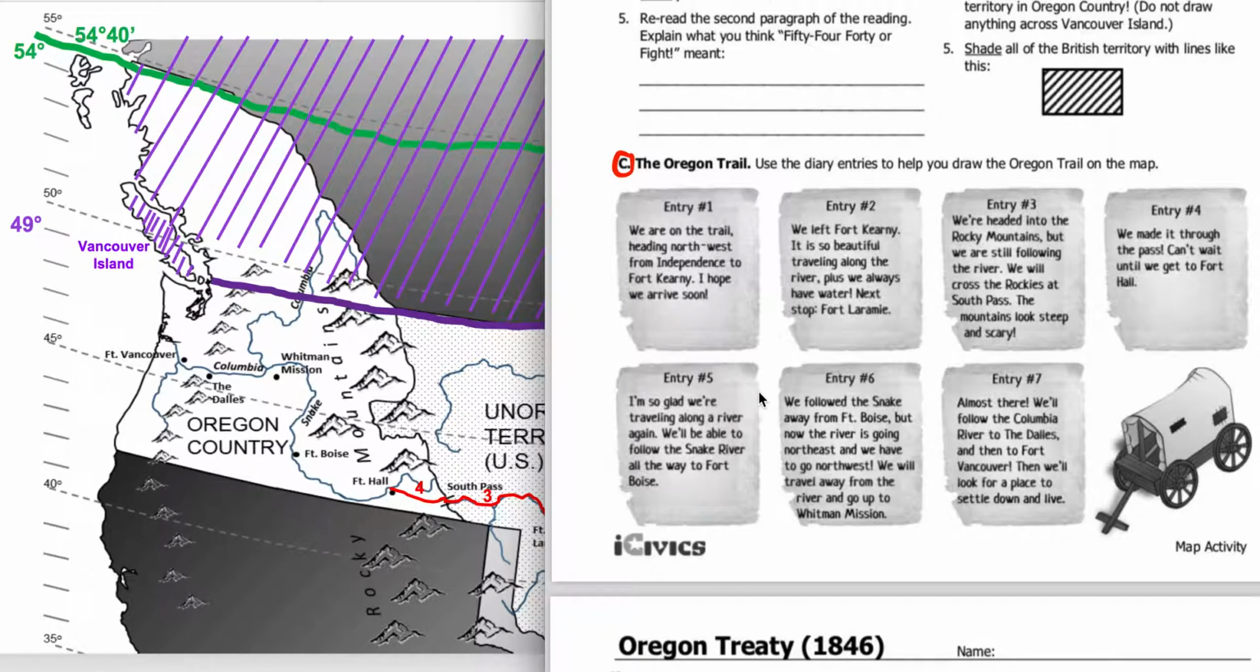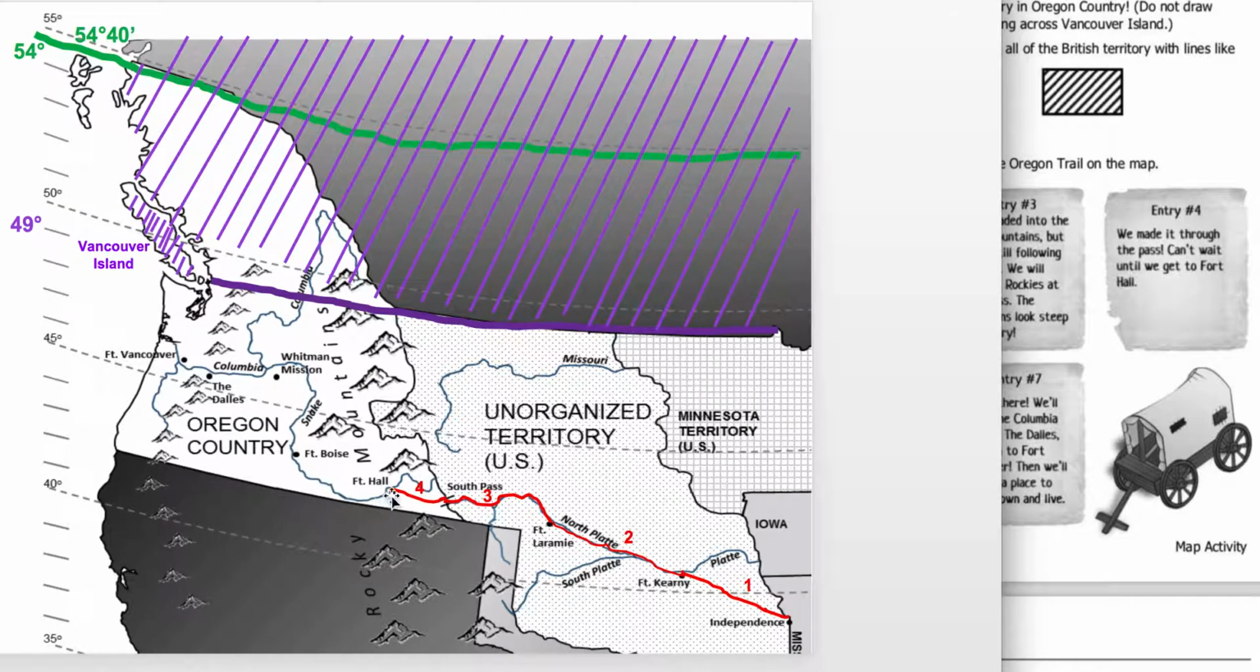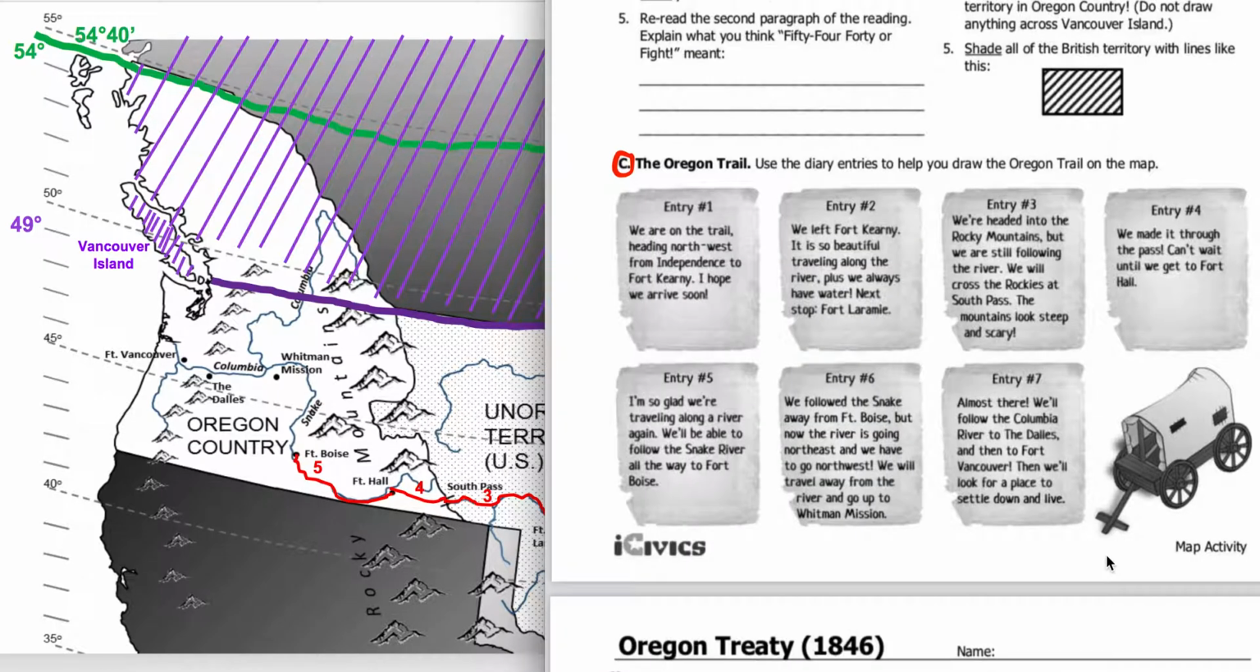Entry 5. I'm so glad we're traveling along a river again. We'll be able to follow the Snake River all the way to Fort Boise. So now we're going from Fort Hall to Fort Boise, and we know that we are now following the Snake River. And we're going to label that step number 5.